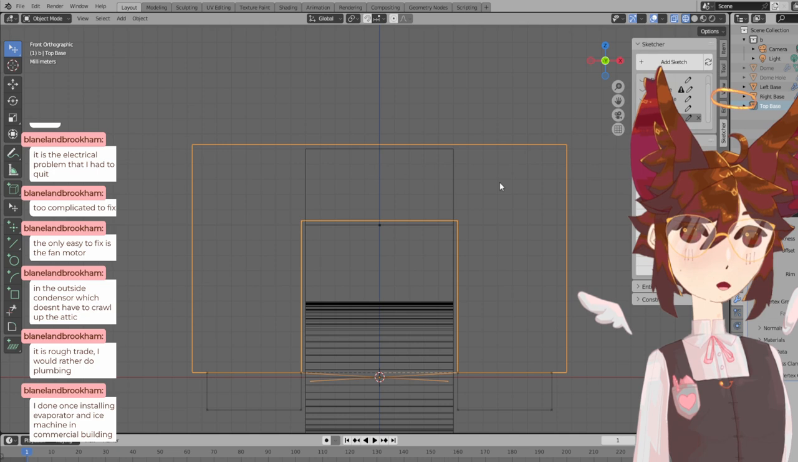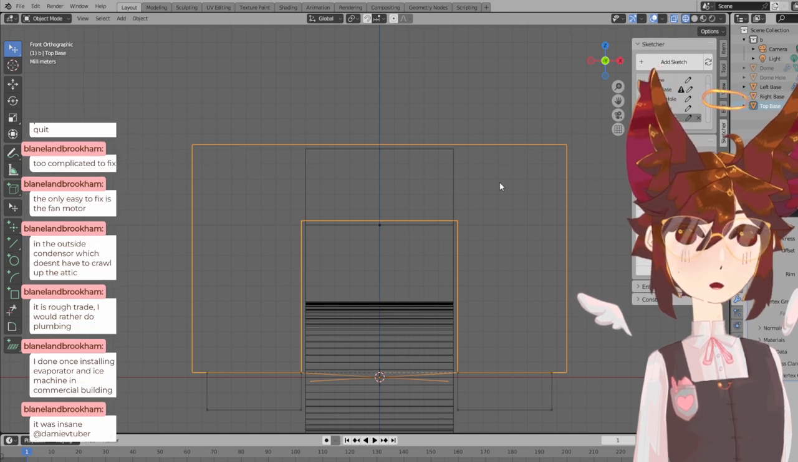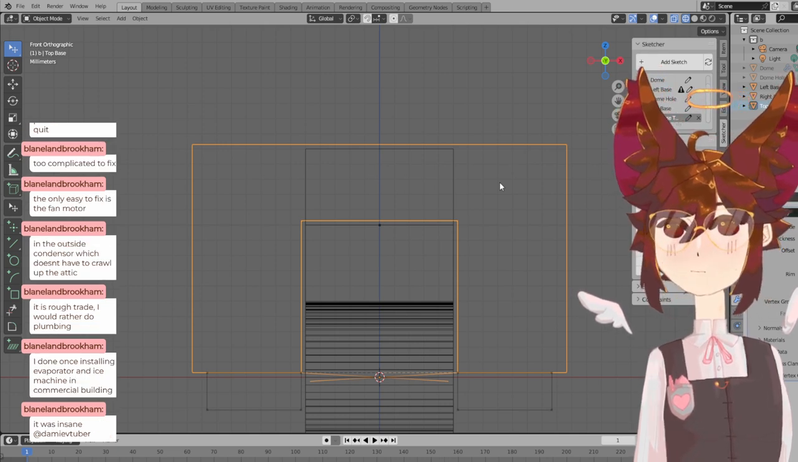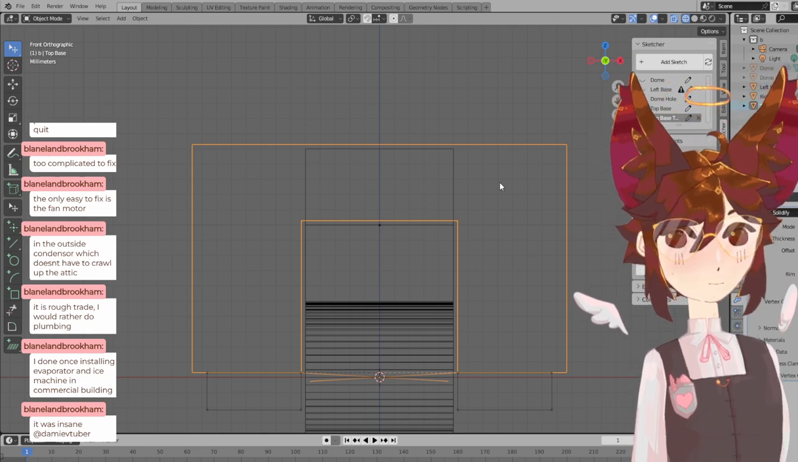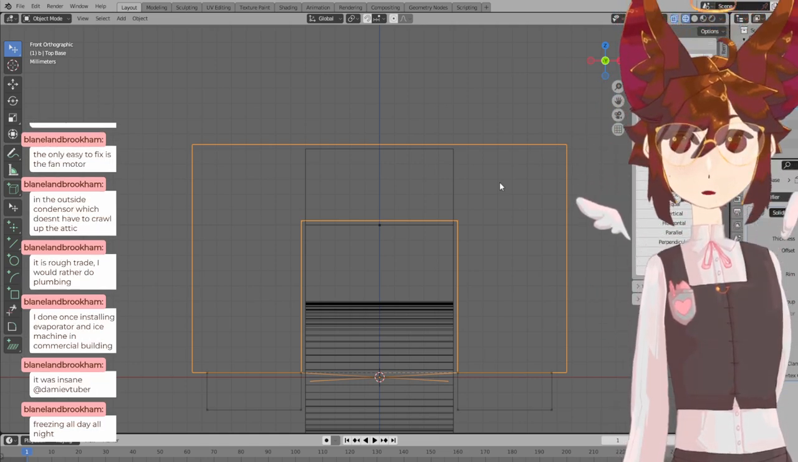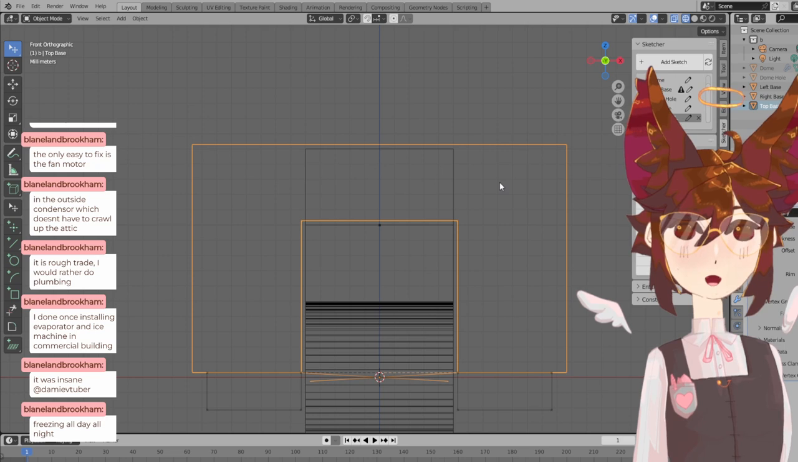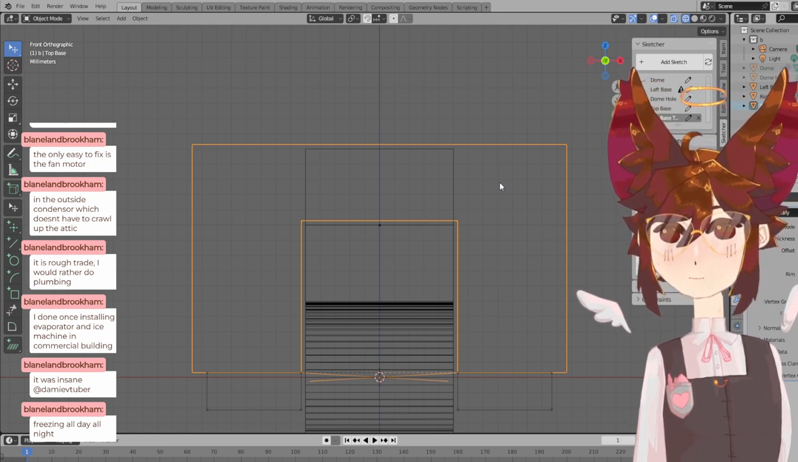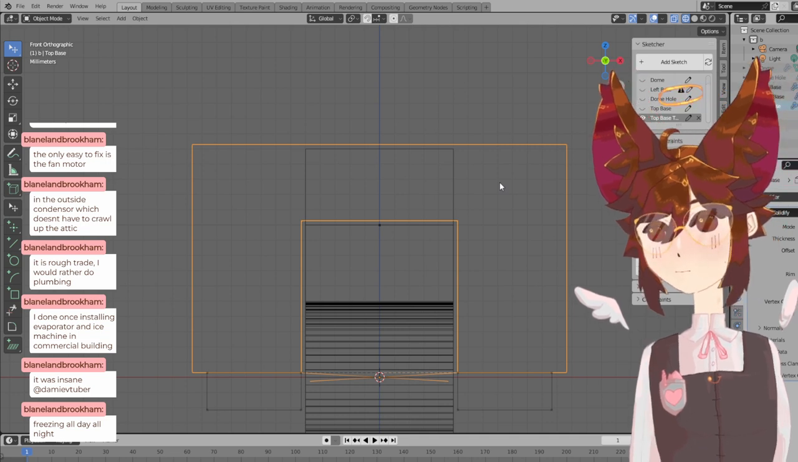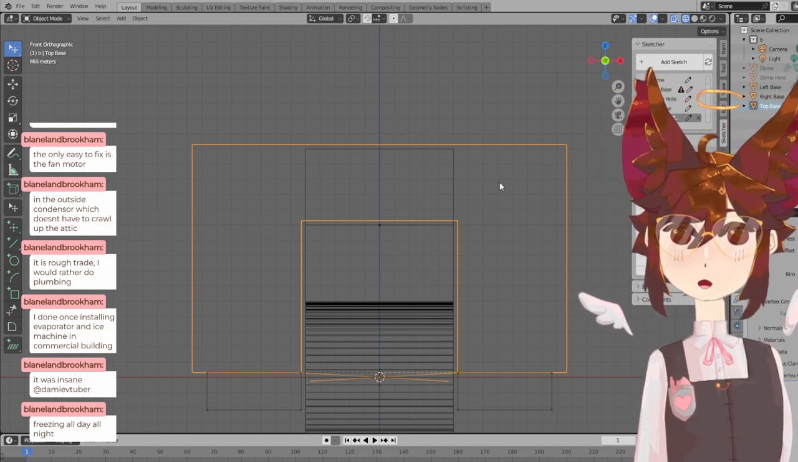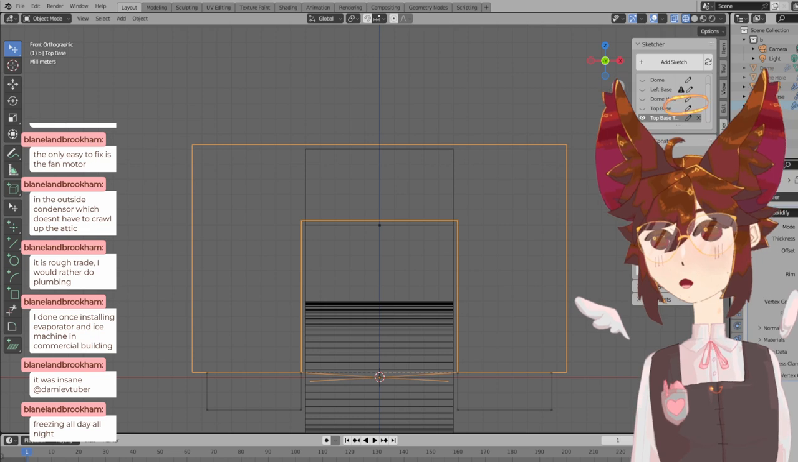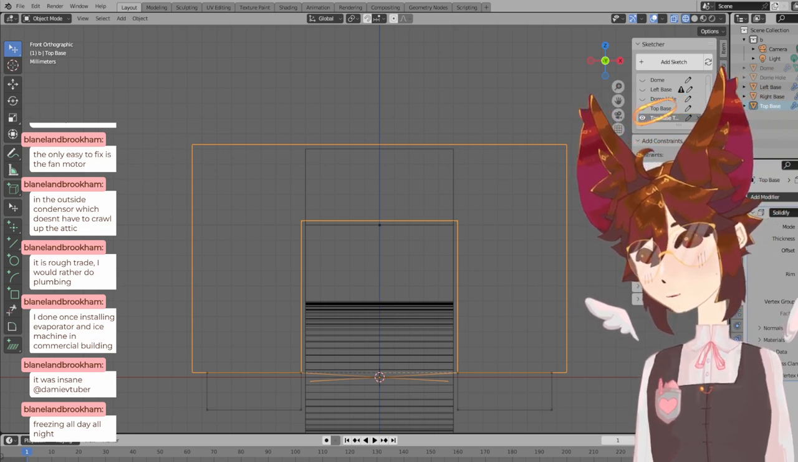You once did evaporator installation and ice. It was insane. Oh, wow. Freezing all day, all night, bro, no. So is that why you switched to comp sci? I mean, I'd get it if that was the case. Understand.